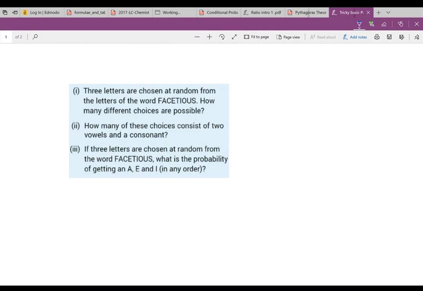Okay, first question here. 3 letters are chosen at random from the letters of the word "factitious". I assume that's how you say that. You have 9 letters, you are choosing 3, therefore there are 84 choices. How many of these choices consist of 2 vowels and a consonant? So I need to choose 2 vowels from the 5 vowels in the word. So 5 choose 2. That'll give me 10 options.